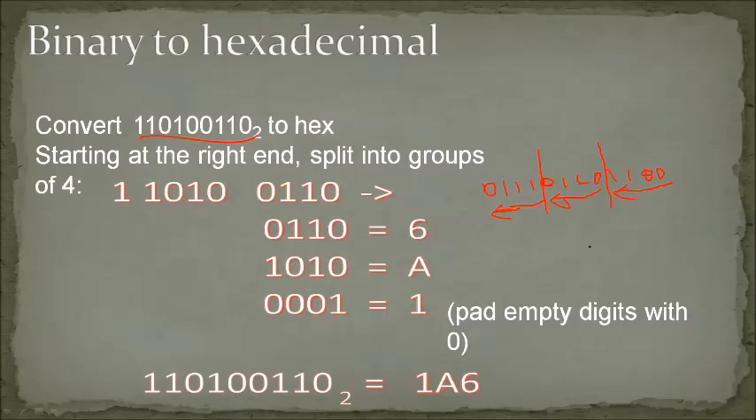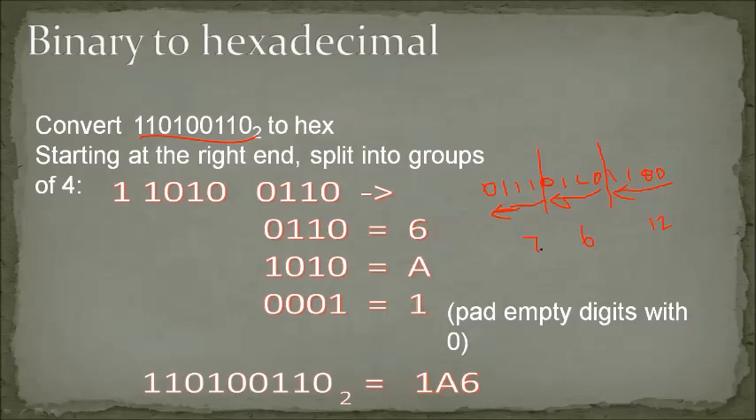Now you should check the values. 1100, so this becomes 12. Next one is 0110, so that is 6. And the next one is 0111, that is 7. So these are all the values you are going to use.